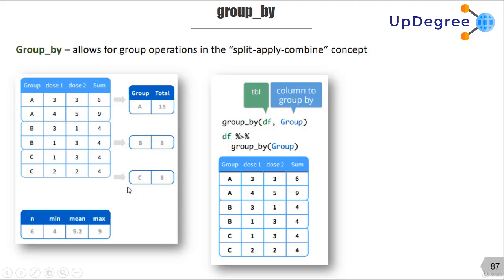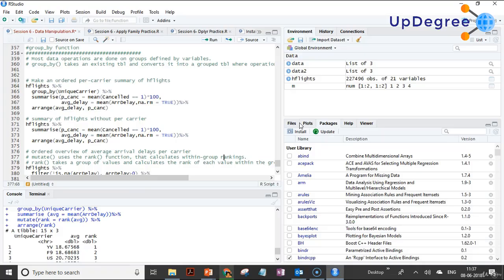To create this kind of view, we need to use the group by function. The syntax is pretty simple: on top of which data frame or table, and then by which column you want to group by, and then it works like a charm. Let me quickly go through the demo first.